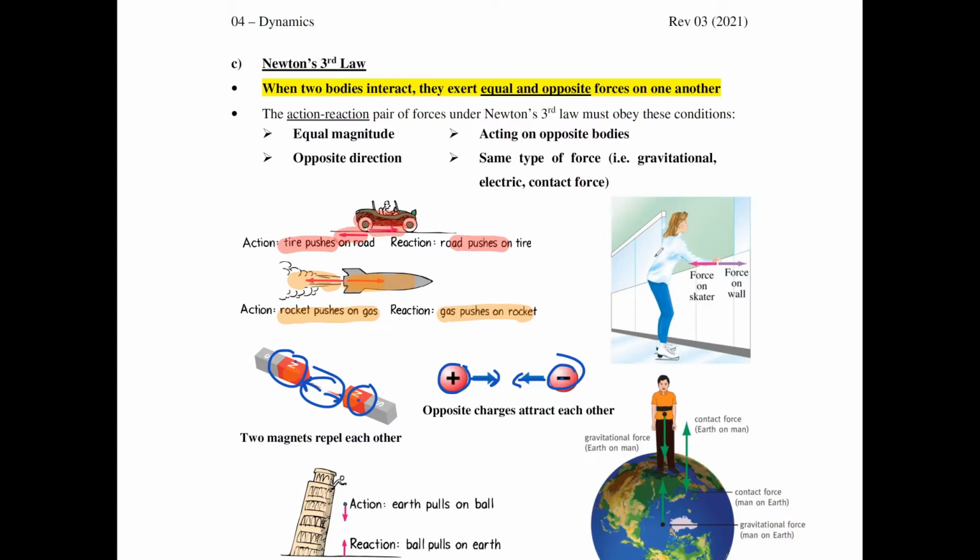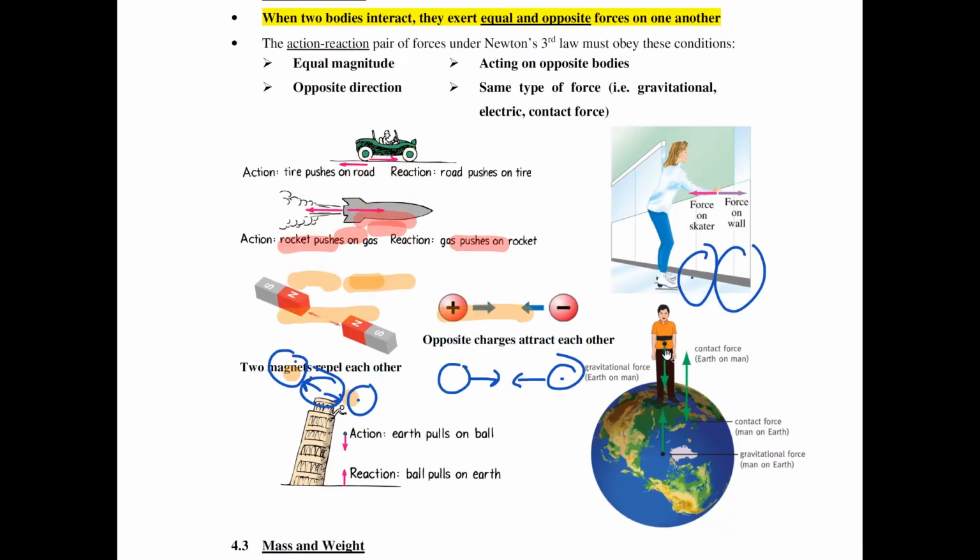And then lastly, if you have something like this, the lady that is pushing onto the wall here, she's exerting a contact force on the wall. In return, the wall exerts an equal opposite force back onto the skater. Okay, so this is Newton's third law.